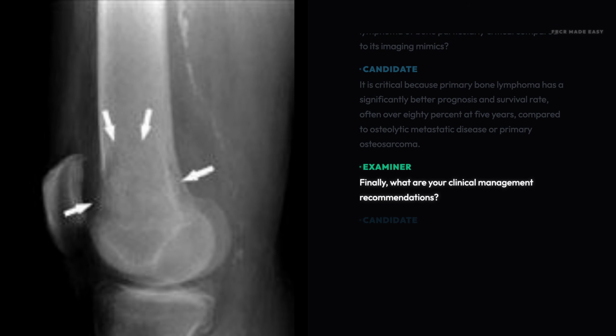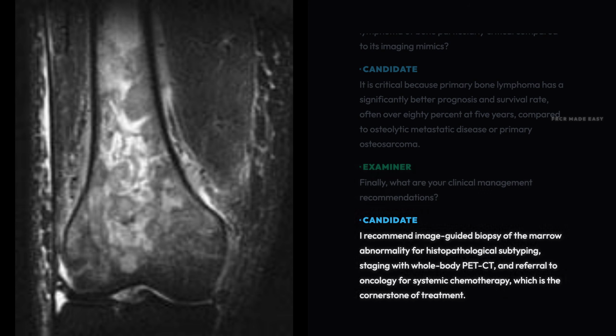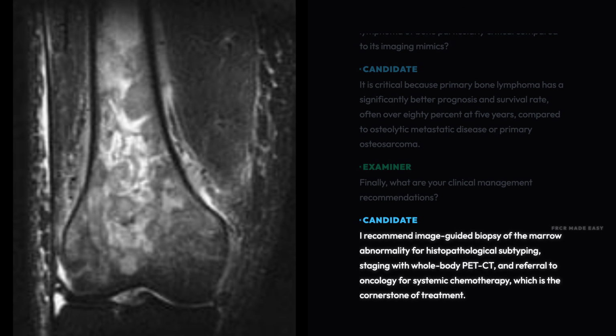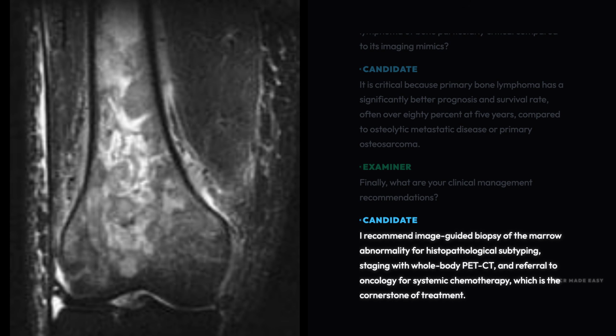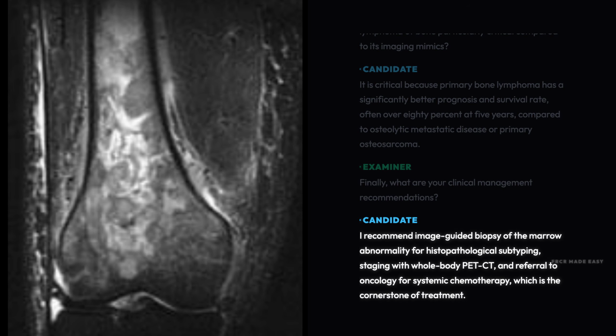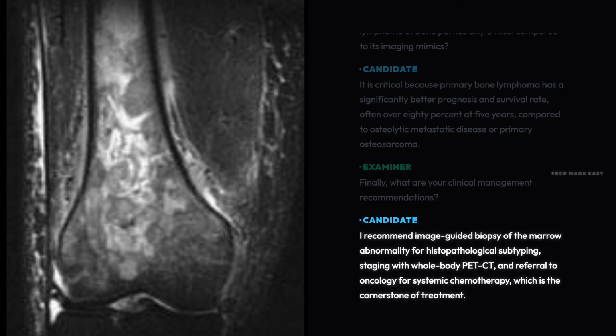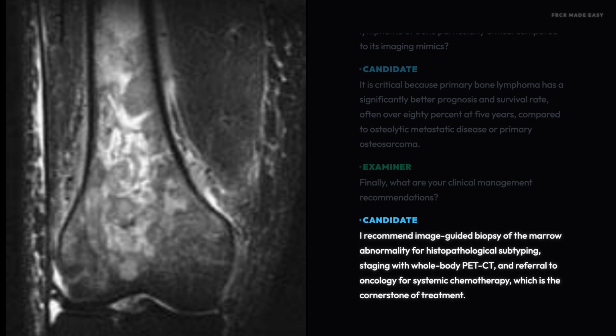Finally, what are your clinical management recommendations? I recommend image-guided biopsy of the marrow abnormality for histopathological subtyping, staging with whole-body PET computed tomography, and referral to oncology for systemic chemotherapy, which is the cornerstone of treatment.